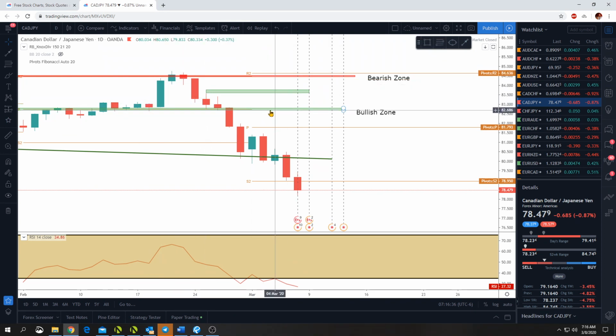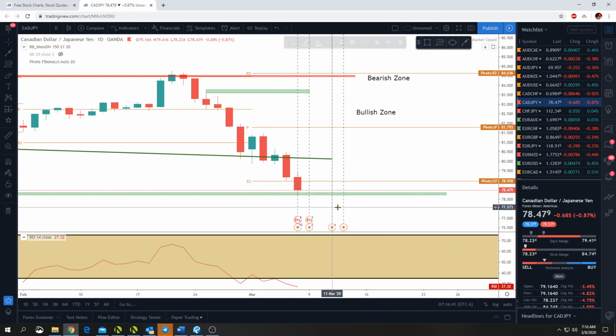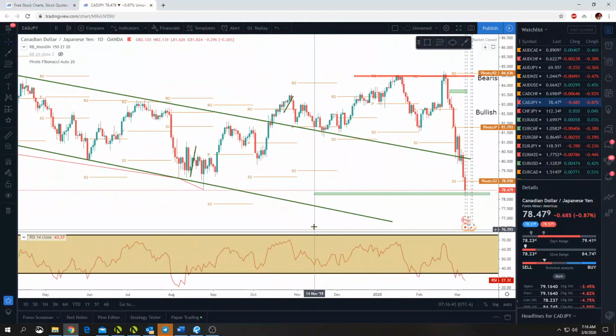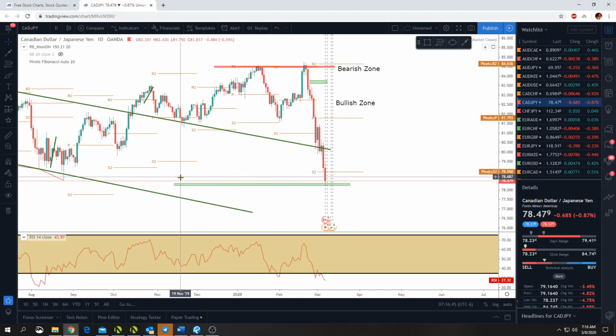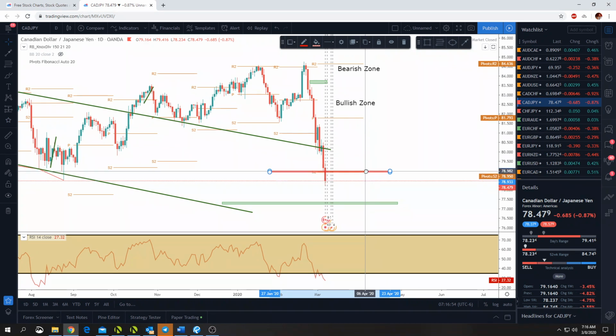But I am bearish where we're sitting. Man, we broke this support. We might be getting a retest of that support. So I'd be bearish again right on that S2.